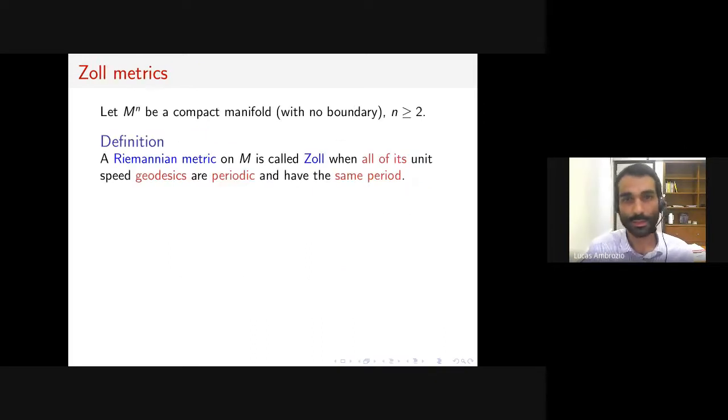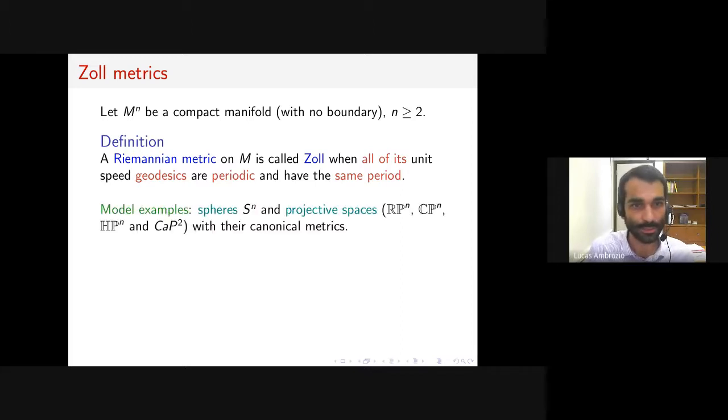You can abstract this into a general notion. We can call a Riemannian metric on a compact manifold a Zoll metric when all of its unit speed geodesics are periodic and have the same length. The fundamental examples exist in all dimensions. You have the Euclidean spheres, of course, but also the projective spaces with the canonical metrics as symmetric spaces.